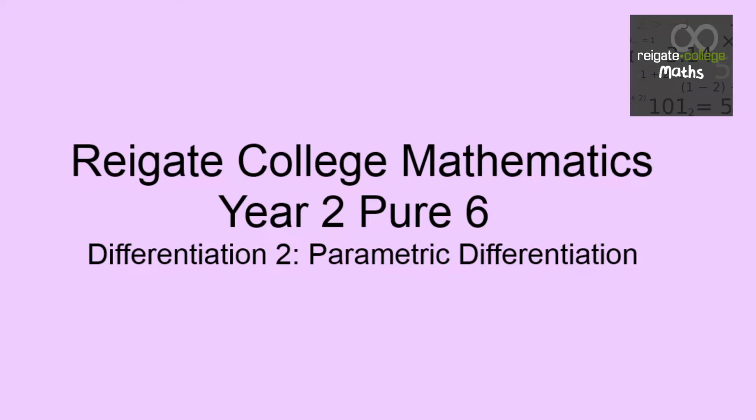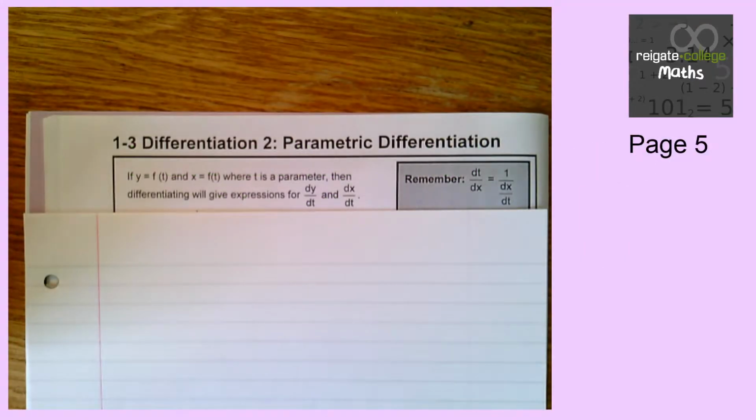This is Reigate College Maths Pure 6, and this video is going to cover parametric differentiation. So we'll cover the examples on page 5 of the course workbook in a moment, but just quickly go through the theory behind this. We met parametric functions earlier in Pure 5.